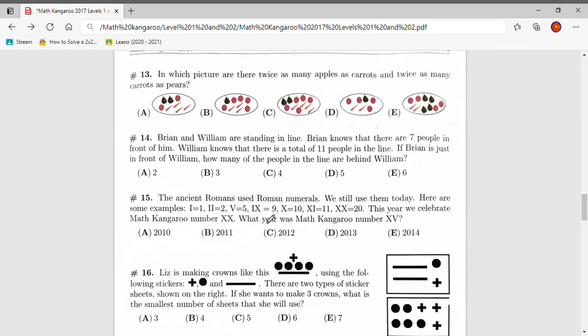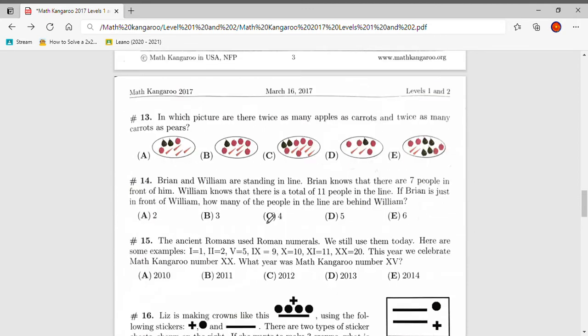On to 13. In which pictures are there twice as many apples as carrots and twice as many carrots as pears? So here, let's first see apples and carrots. So in A, there are 2 apples and 4 carrots. And we can see that since carrots are more than apples, it's already a no, because apples have to be more if it's twice as many as the carrots. So A is a no.